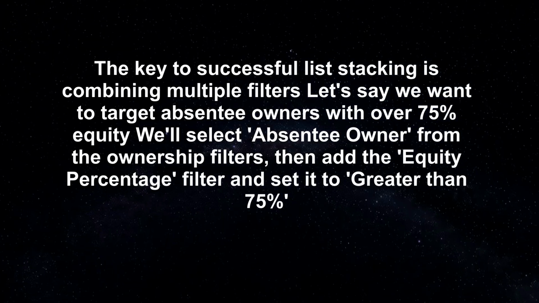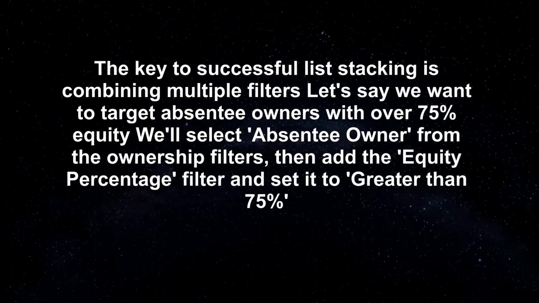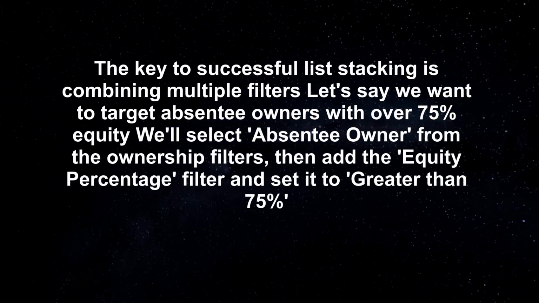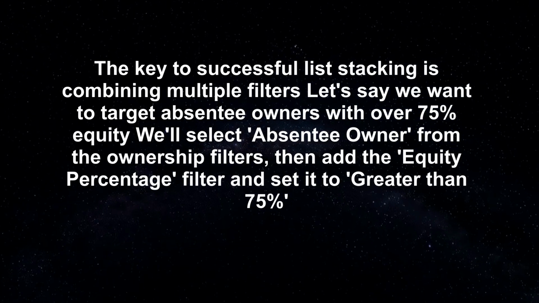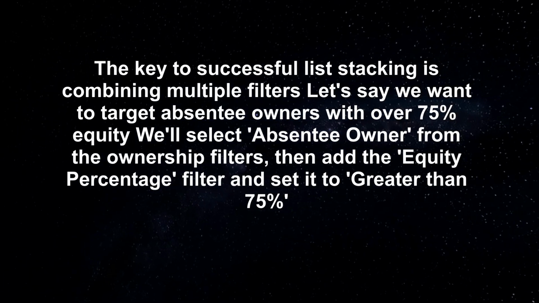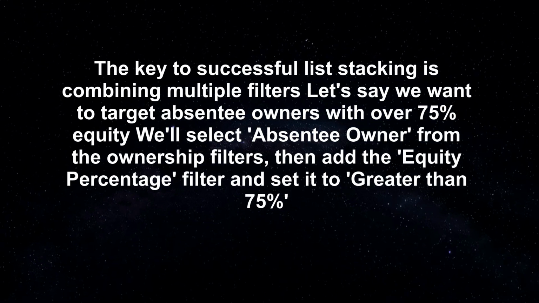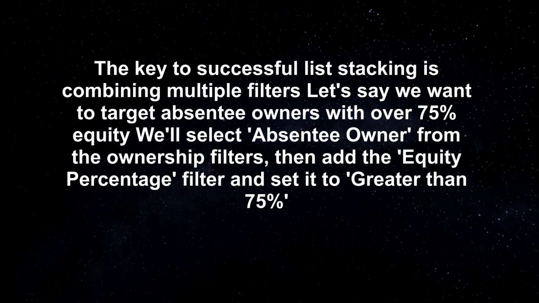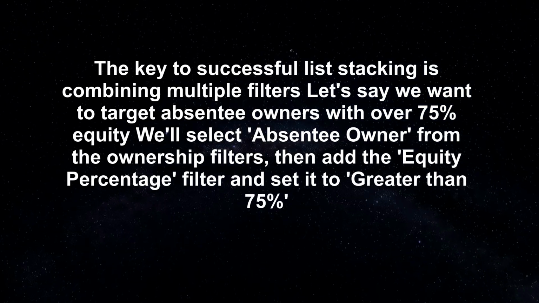The key to successful list stacking is combining multiple filters. Let's say we want to target absentee owners with over 75% equity. We'll select Absentee Owner from the ownership filters. Then add the equity percentage filter and set it to greater than 75%.